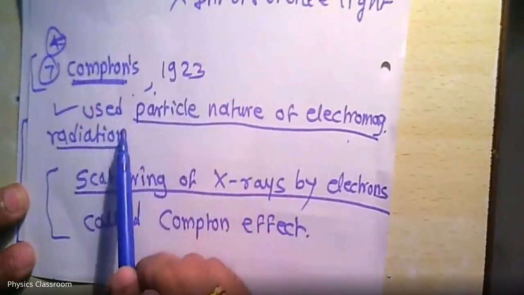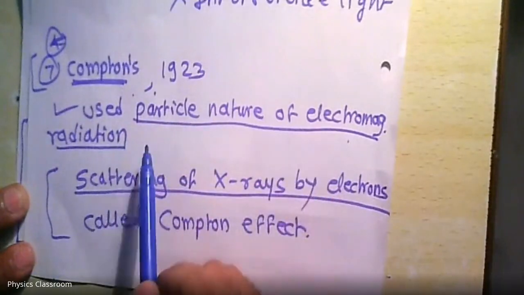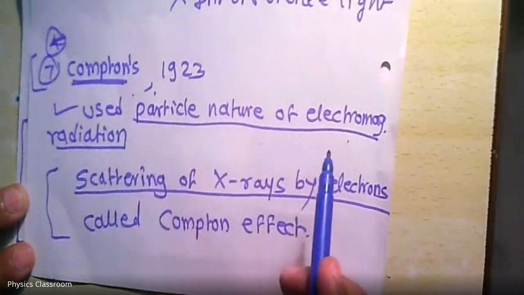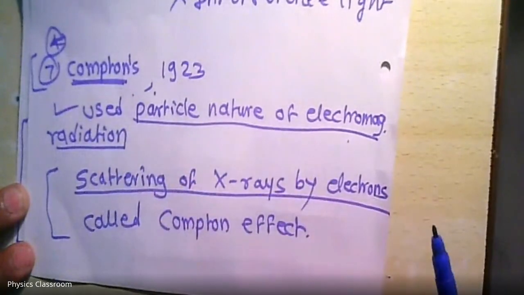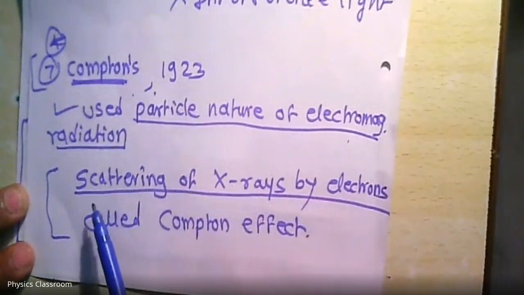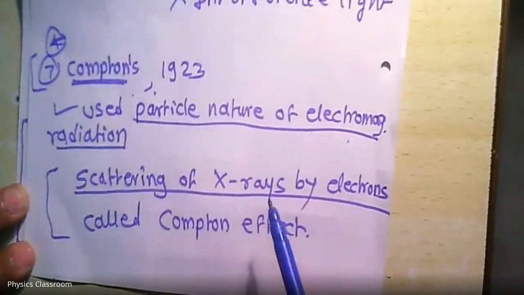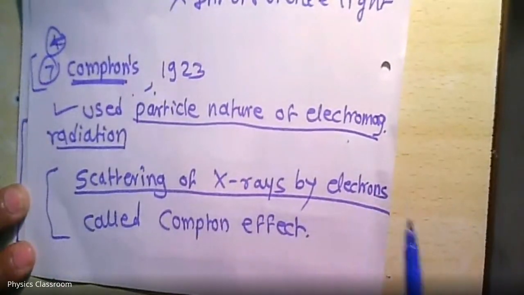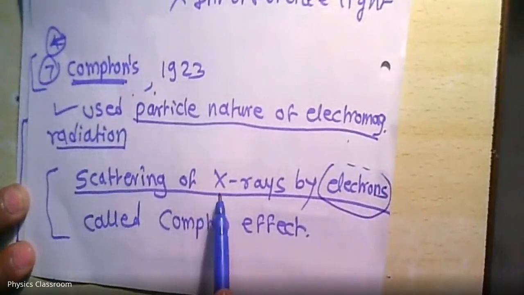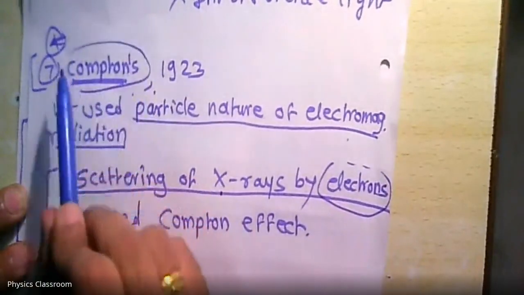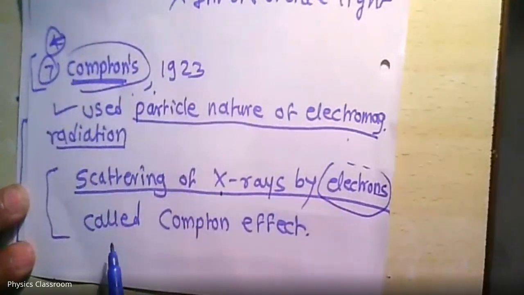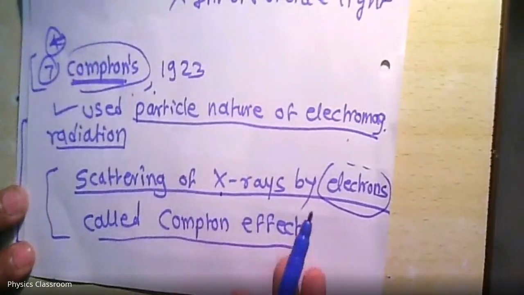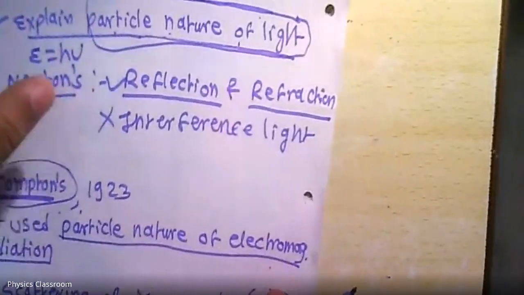In 1923, Compton used the particle nature of electromagnetic radiation. For what purpose? He used it for scattering of X-rays by electrons. Means use of electron for scattering of X-rays by Compton in 1923, and this effect is currently called the Compton effect.